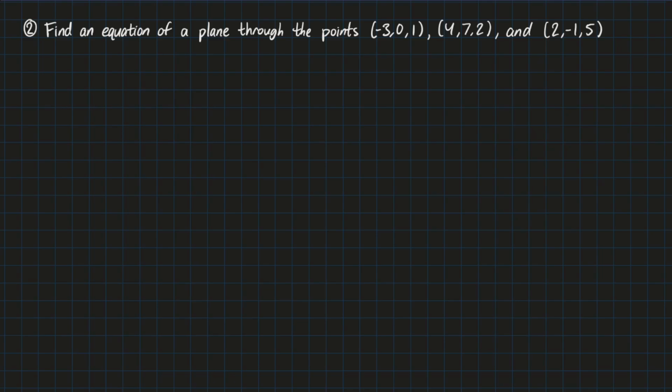Alright, for example 2, find an equation of a plane through the points (-3, 0, 1), (4, 7, 2), and (2, -1, 5). If we were to find the plane from 3 points, then those 3 points would need to be non-collinear, which means they're not all on the same line, which we do have in this case. Given 3 non-collinear points, they would form a triangle. So let's just label these 3 points A, B, and C, and I'll roughly place them in the formation of a triangle.